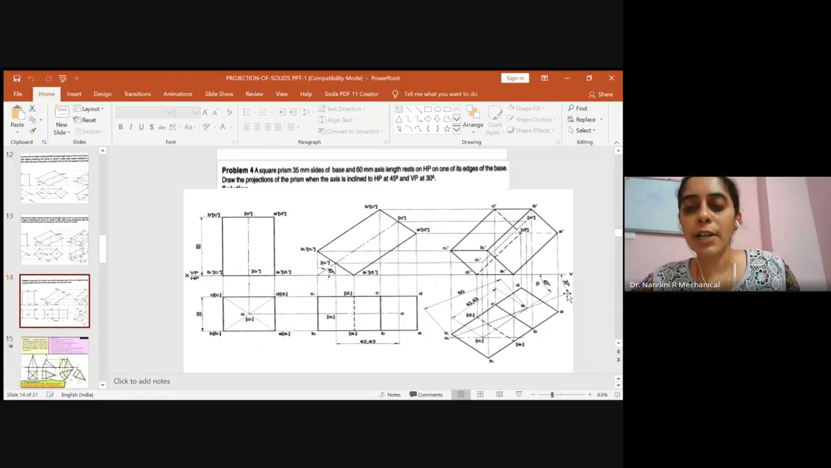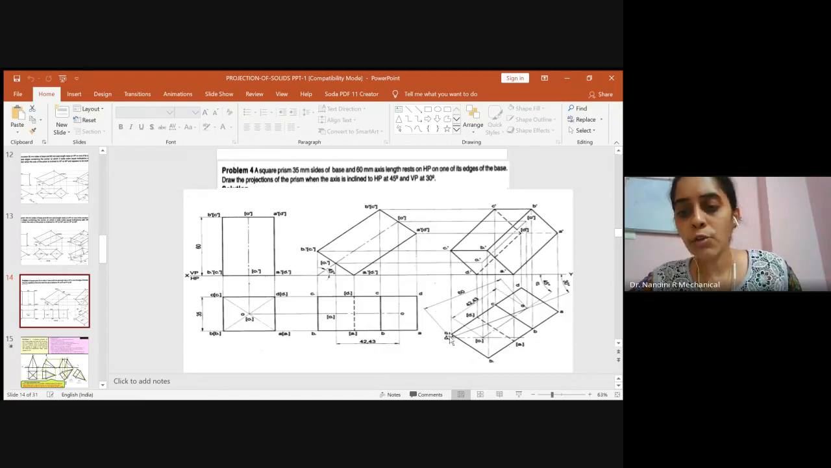So how do you construct it? First you take a 30-degree line. After taking the 30-degree line, you have to measure the true length from the problem. The true length of the axis is 60 mm. So leave some space and you take the true length, how much it is, and you cut an arc on the 30-degree line. So you name this as O1 and O1 dash. Okay, so after naming this, you please draw the locus through O1.